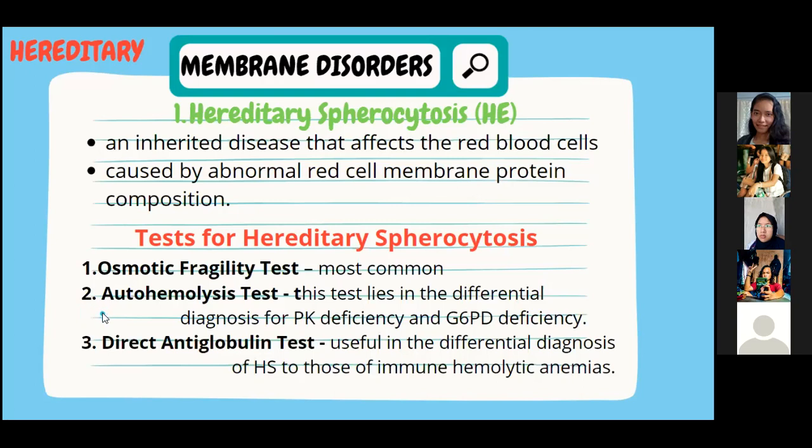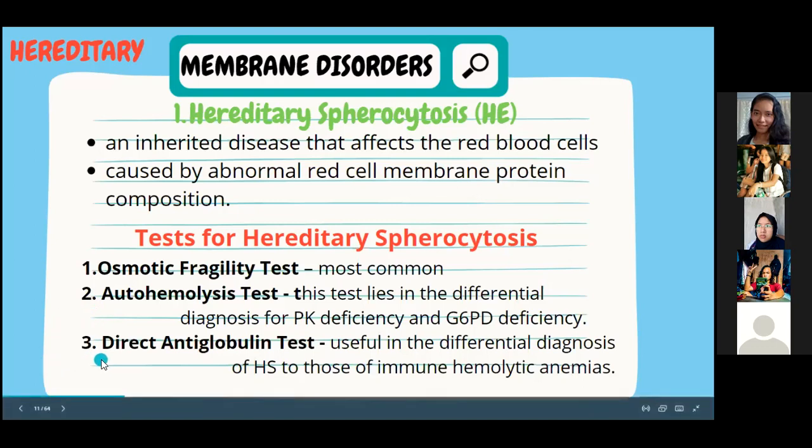And the last test for this hereditary disorder is the direct antiglobulin test, useful in the differential diagnosis of HS from those immune hemolytic anemias. This test helps detect antibody on the red cell surface. Next.